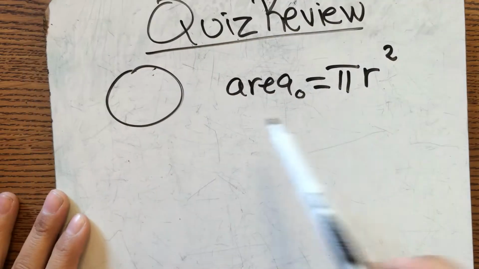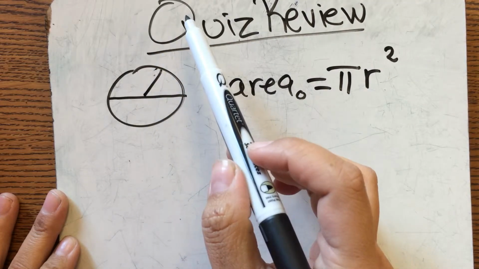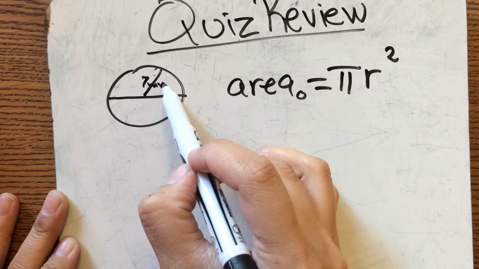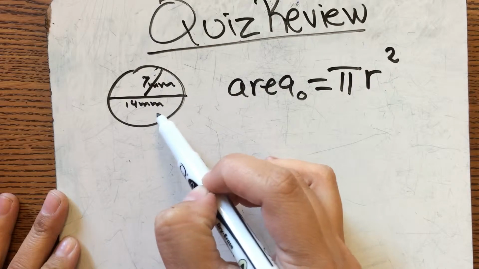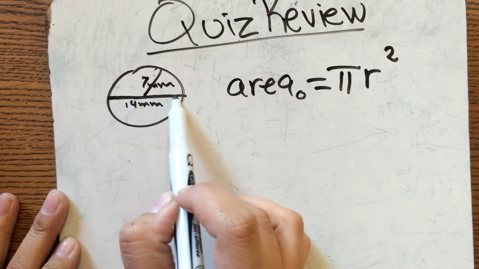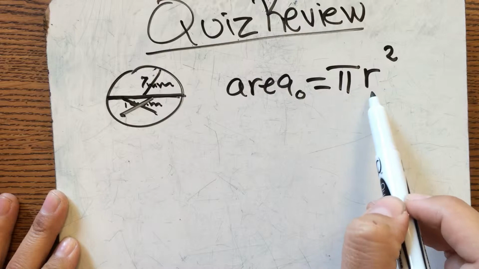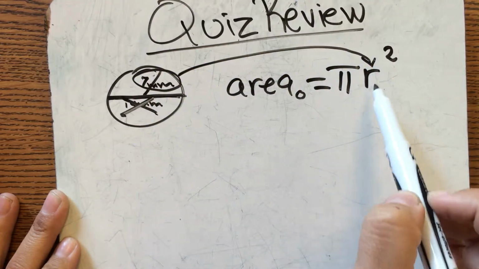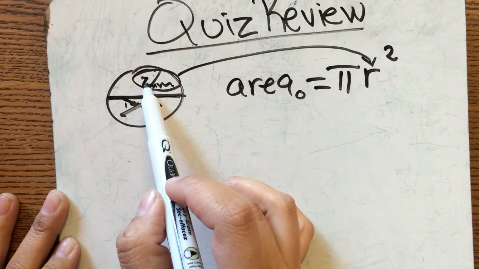Let's do an example. One of the questions I gave you, I think it was on Form A of the quiz, you had 7 millimeters here and 14 millimeters here. One of the challenges for you was to determine which one you needed to use in the formula. This is the diameter. You don't need the diameter in the formula. There's no D in the formula. This is the radius. You need the radius in the formula. So you needed to determine that you don't use the 14, you use the 7.